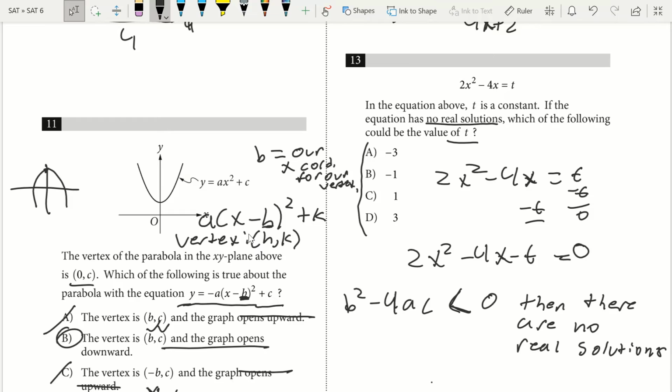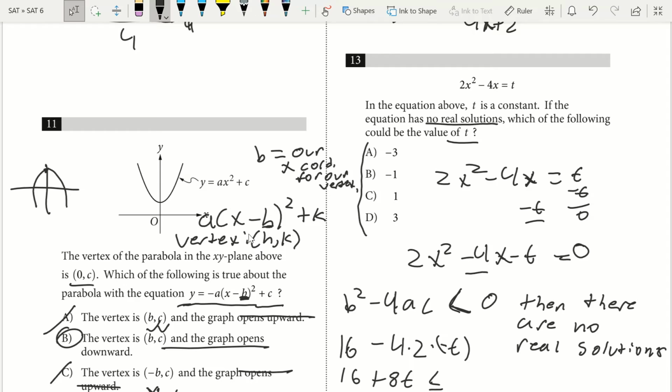So what we're going to do is take our equation that we've written and plug in our b. Our b is going to be negative 4. So we're going to have negative 4 squared. We know negative 4 squared is 16. And then we're going to have minus 4 times our a, which is 2, times our c, which is negative t. So times negative t. So now we can see we have 16, and then negative 4 times 2 will get us negative 8. And then negative 8 times negative t will get us plus 8t.